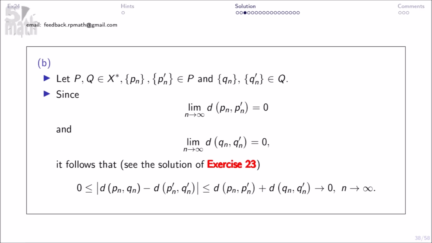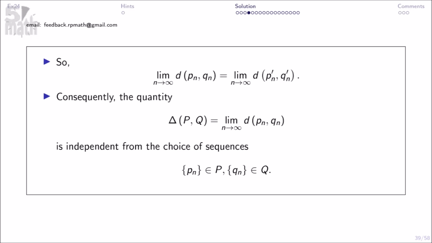Let P, Q in X star, Pn, Pn prime in P, and Qn, Qn prime in Q. Since this and that, it follows that, see the solution to exercise 23, the following. So this. Consequently, the quantity here is independent from the choices of sequences, Pn in P, Qn in Q.